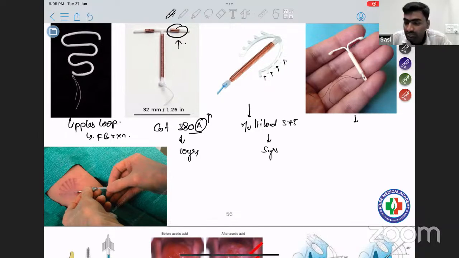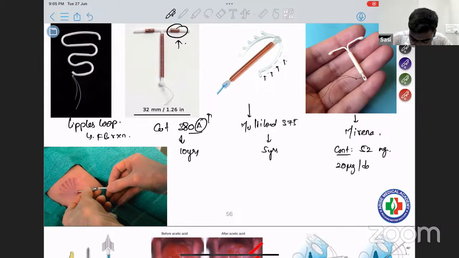And what is this one? Yeah, what is this one? This is the Mirena. It is the Mirena, and how many mg of the drug does it contain? It contains 52 milligrams, and it releases 20 micrograms per day. Just remember 20 micrograms per day. Fine, you're getting it correct.